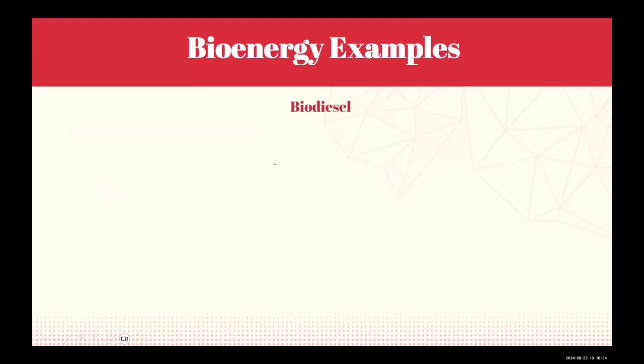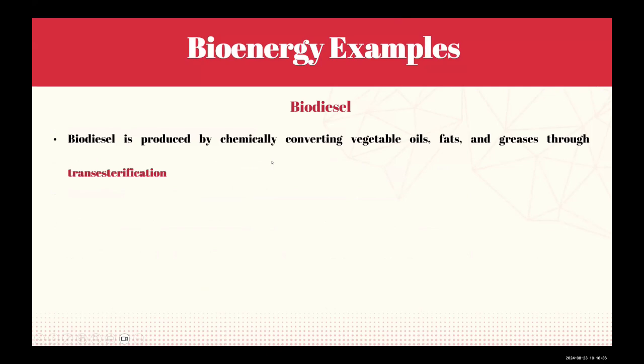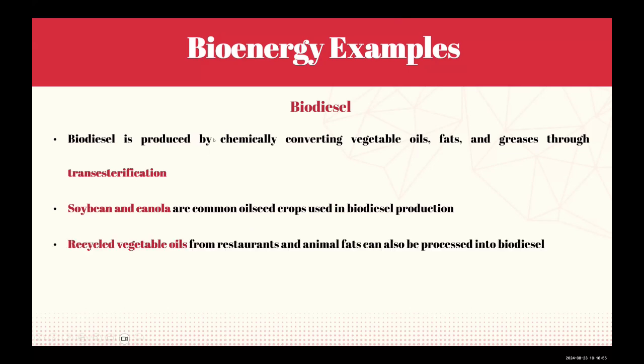Then we have biodiesel. So let's talk about biodiesel. Biodiesel is produced through a chemical process called transesterification, where vegetable oils, fats, and greases are converted into biodiesel. Common oilseed crops like soybean and canola are frequently used in the production of biodiesel. These crops are a renewable source of oil that can be transformed into fuel. In addition to fresh crops, we can also use recycled vegetable oils from restaurants and animal fats, which can be further processed into biodiesel.